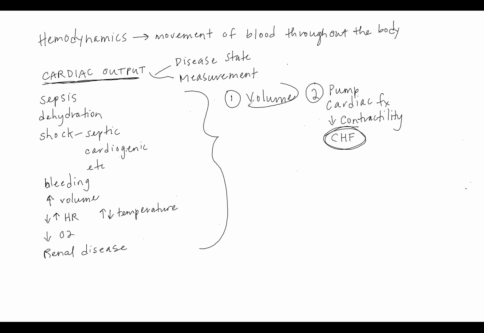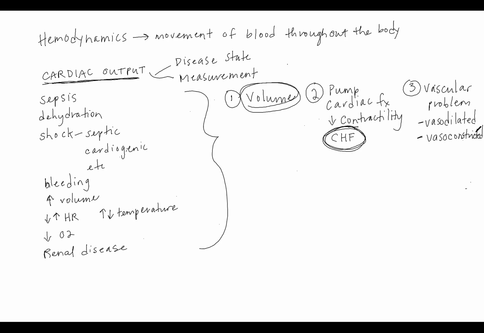So I've got a volume problem. I've got a pump problem. And the very last thing is going to be my vasculature. I've got a vascular problem. And so what do I mean by vascular problem? I mean that this person is either vasodilated, okay, or they are too vasoconstricted. And we'll look at why those things influence and make an effect on cardiac output here in a little bit.